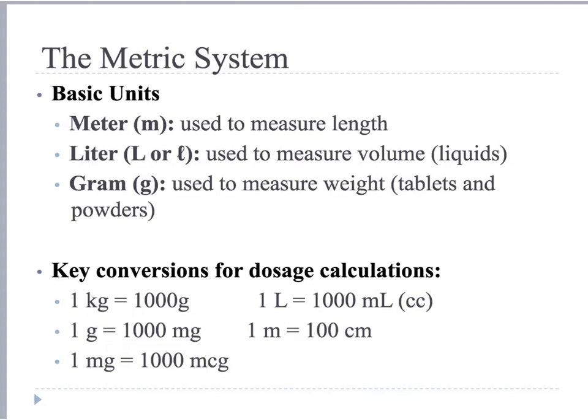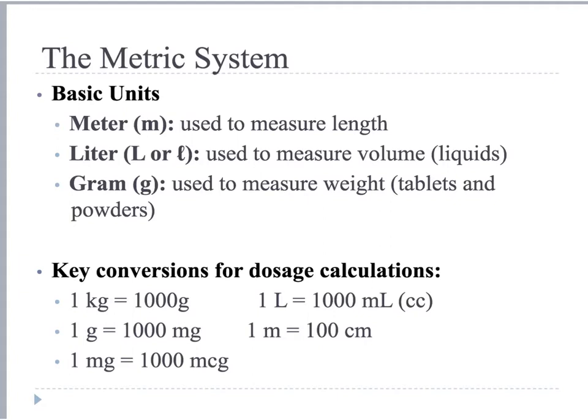Now the abbreviation cc represents cubic centimeters, which would be the same thing as a milliliter. cc's are a measurement that have been used in the past, and by the Joint Commission, we are told to use milliliters instead of cc's. But you'll see cc's used quite often. So cc's and milliliters are used interchangeably.